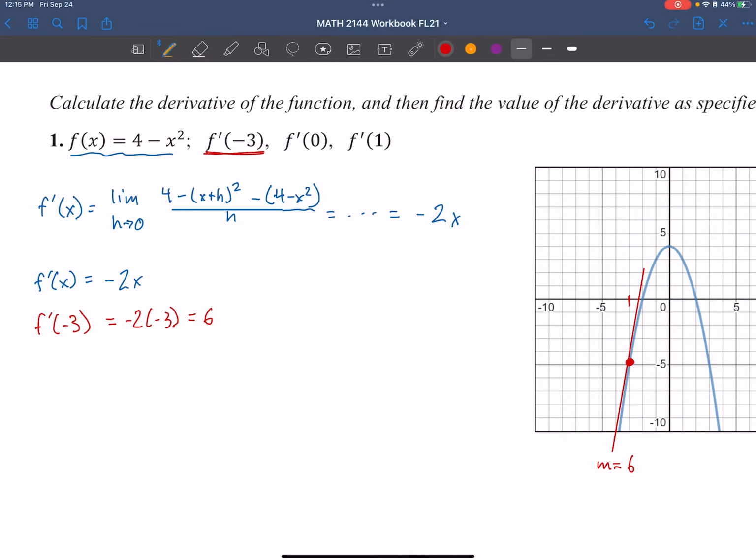So let's consider the second scenario, f prime of 0. Before we even plug it in, you should go ahead and just say, okay, this is where I'm at on the graph. What is the slope of the tangent line right here at the vertex? 0 is a maximum. So the tangent line right here is going to be horizontal, so m is equal to 0, which is consistent with what you get when you plug in 0.